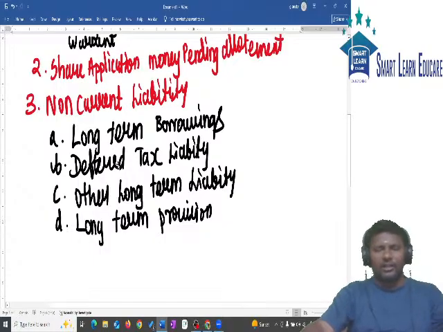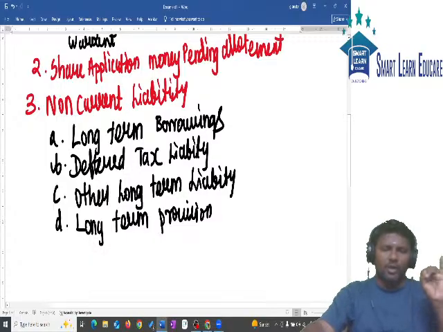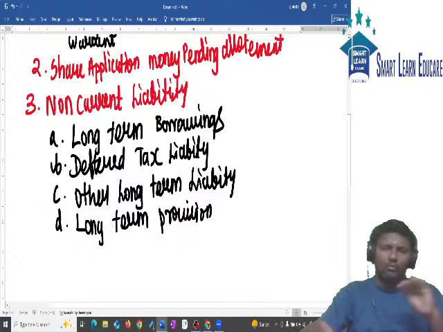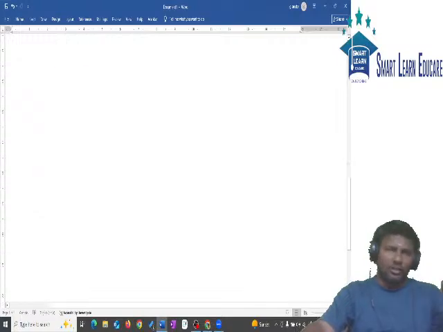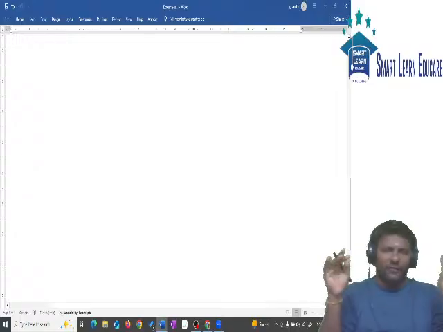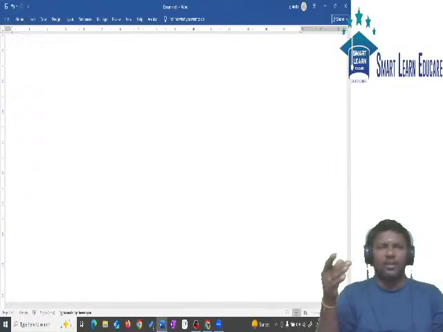Third important thing, non-current liability. So what is non-current liability? First one L, last one L. First one L, long-term borrowing. Last one L, long-term provision. DO: D for deferred tax liability, O for other long-term liability. That's all. So repeat: long-term borrowing, long-term provision, D for deferred tax liability, O for other long-term liability. That's all. Three things completed.